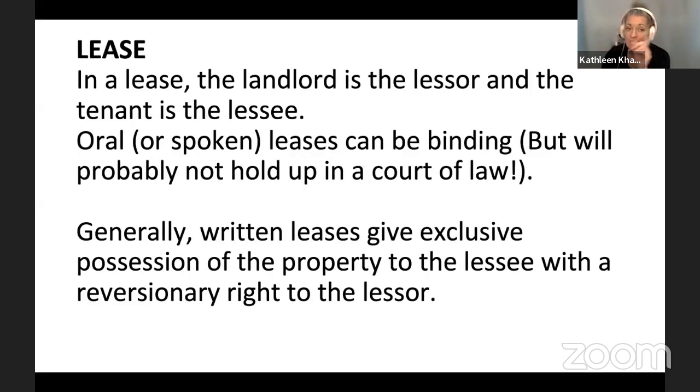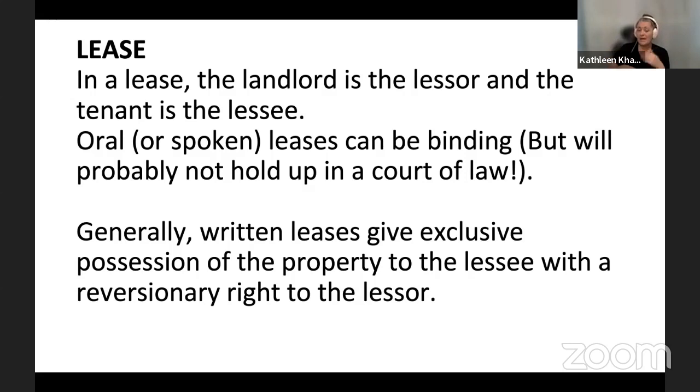So in a lease, the landlord is the lessor and the tenant is the lessee. In these kinds of situations, any of the "ors" and the "ees" that we're going to be talking about, when I say "or," I mean "or," and when I say "ee," I mean double e. We're going to do this at the end of this preparation. We're going to talk about the differences between them.